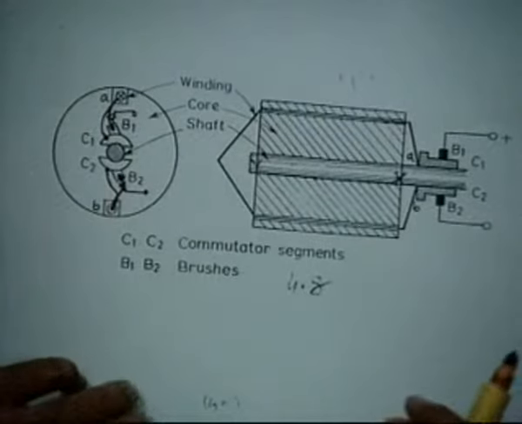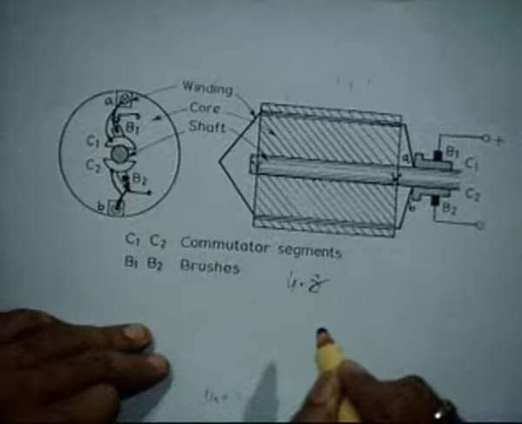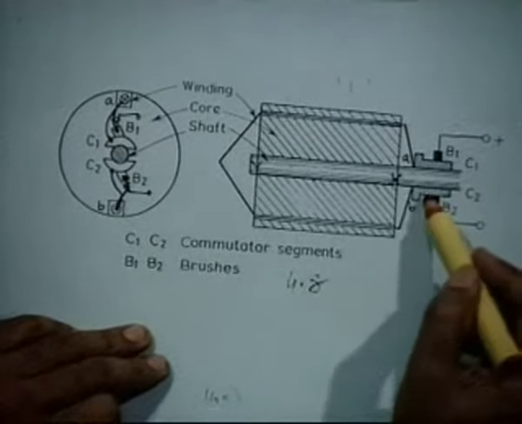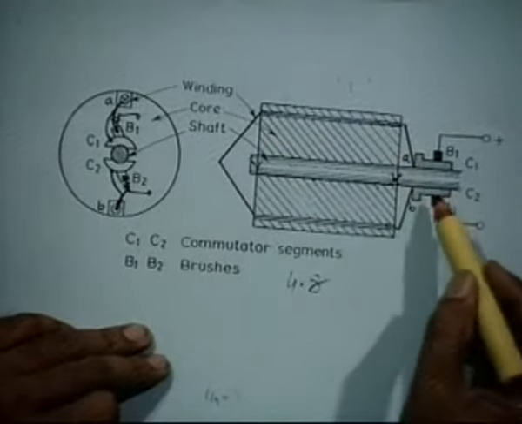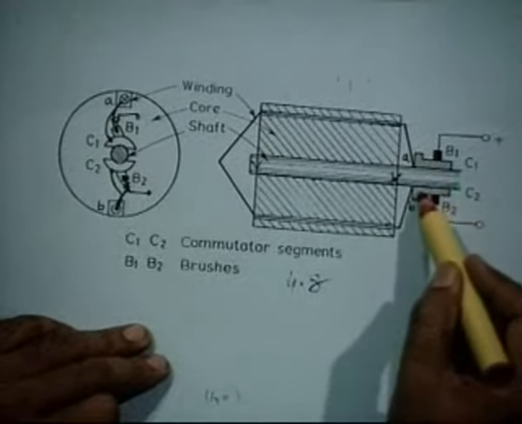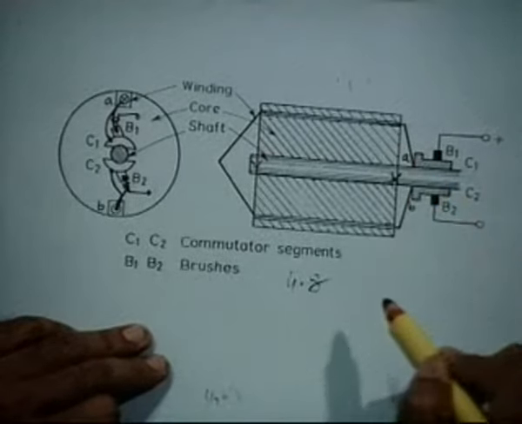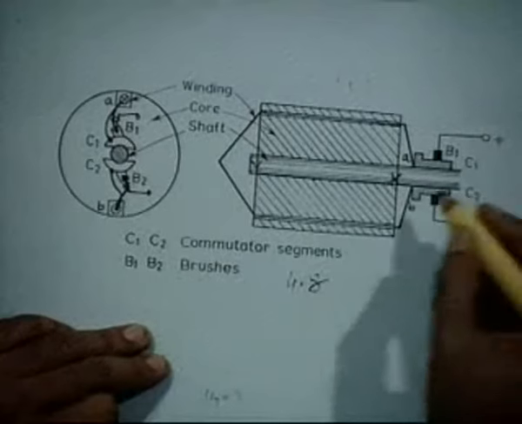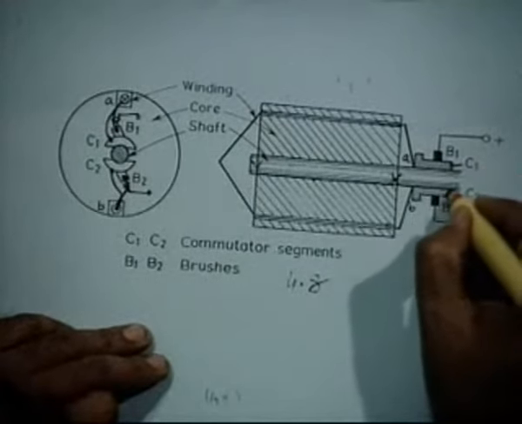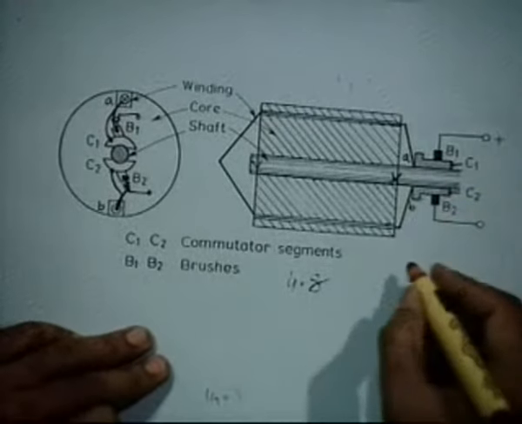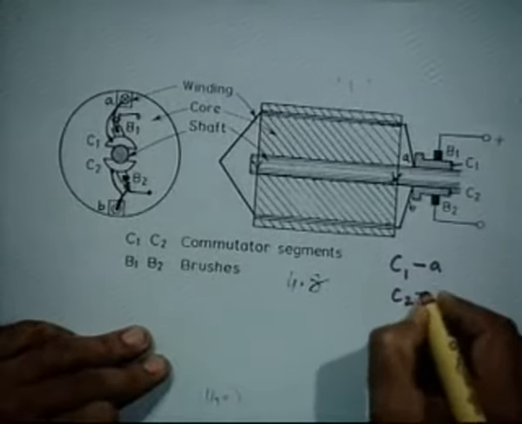The commutator segments have this arrangement. One is the same coil which is going inside, but that is connected to two segments, let us say call it as A segment and B segment. Then these commutator segments we will call C1 and C2. So C1 is connected to A and C2 is connected to B.